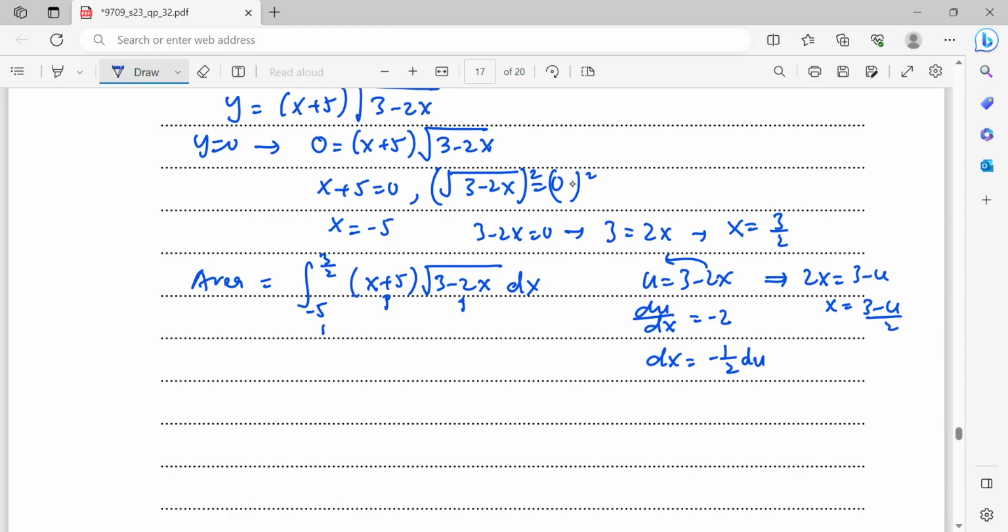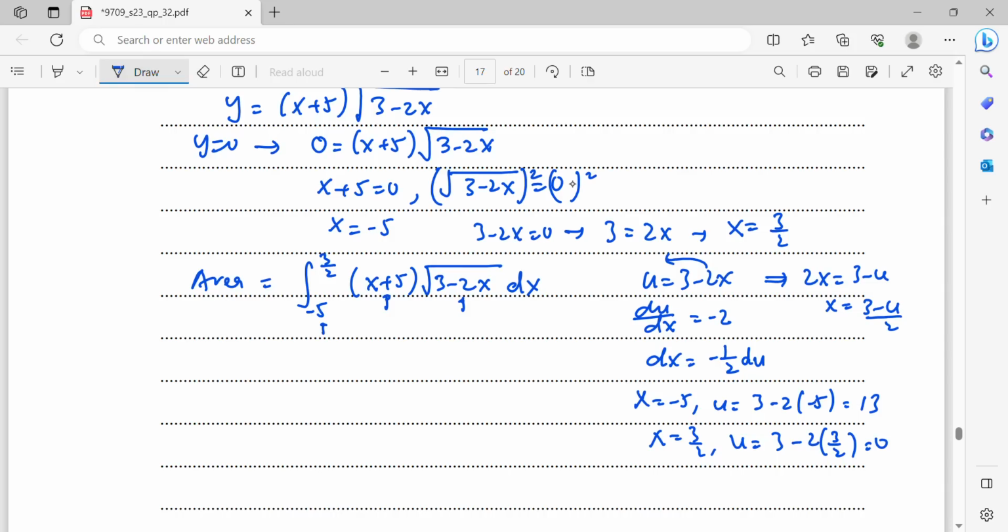Now, don't forget to change the x values, the limits. So when x equals negative 5, I need to write it here. When x equals negative 5, my u is 3 minus 2 of x, that means you get 3 plus 10, which is 13. When x equals 3 over 2, your u is 3 minus 2 of 3 over 2, so the 2 and half cancel, you get 0.